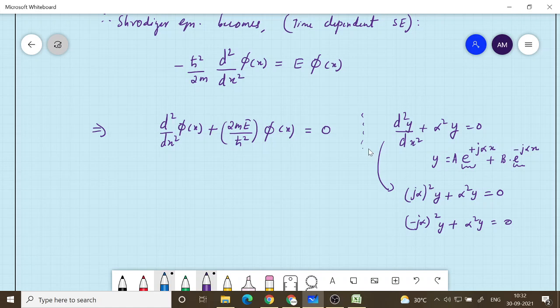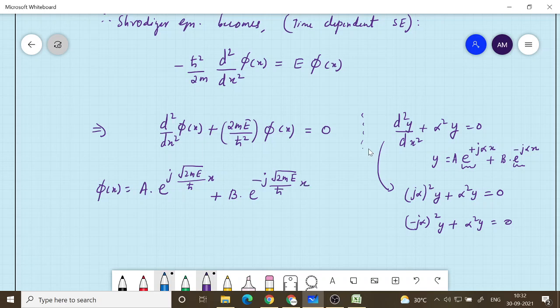So if I take the first solution, phi of x, I can write it as, let me take a itself as the constant, e raised to j into, and here I have to take the square root of 2mE. Alpha square is this, so alpha is basically the square root of this, into x, plus b into e raised to minus square root of 2mE divided by h cut into x. So these are the 2 solutions.